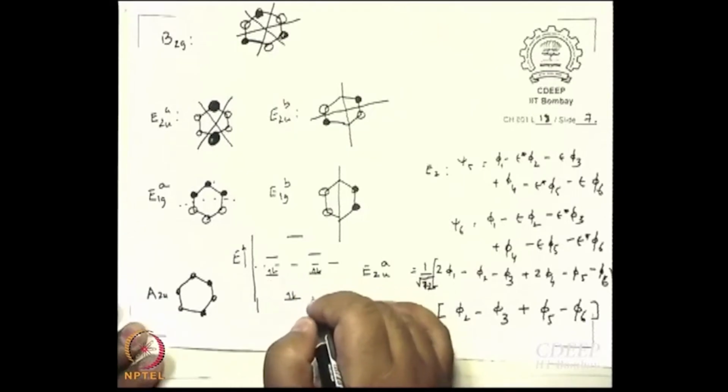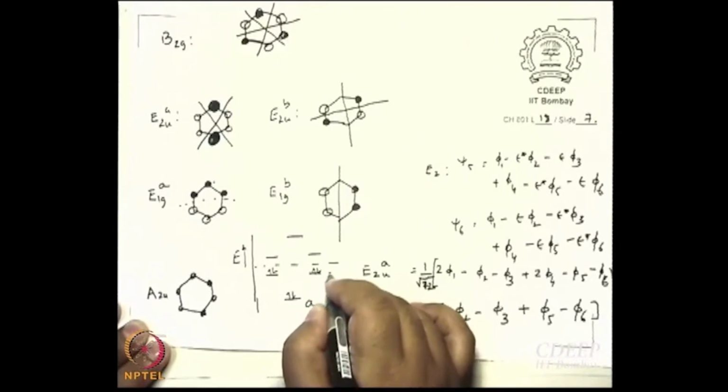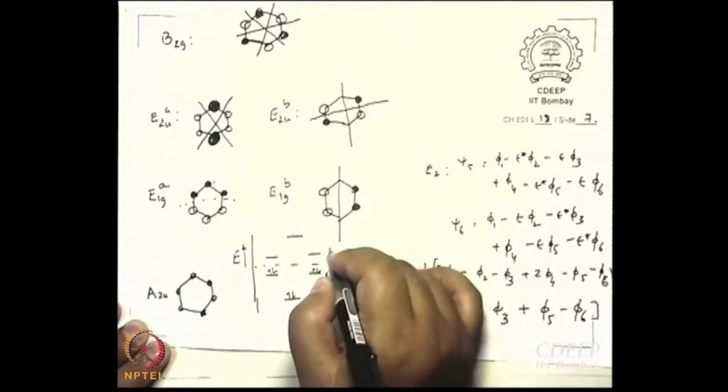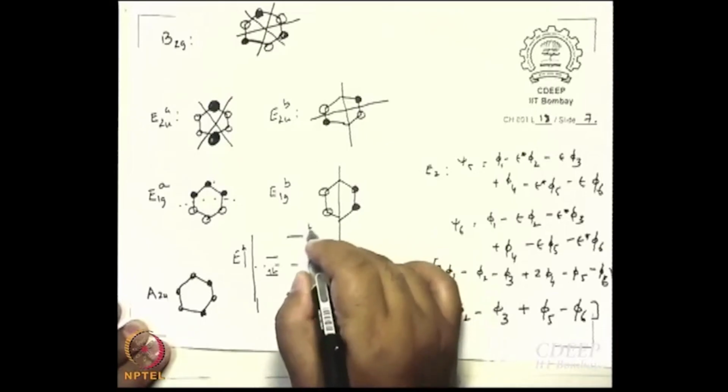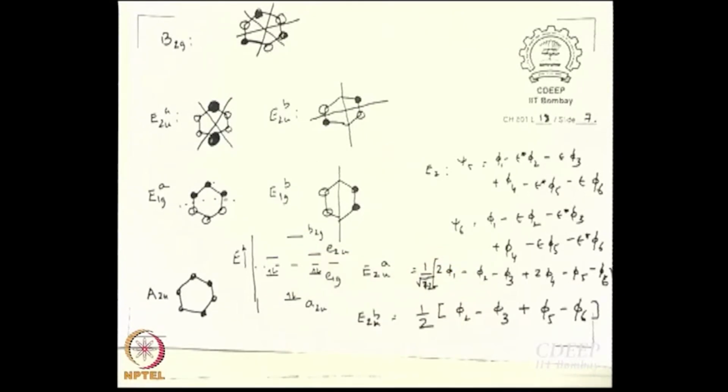But what we have learned now is that we can write the labels for the orbitals. This is A2u, this is E1g, this is E2u, this is B2g. How to get the symmetries of states, or how to get the nomenclature of states, comes after this.